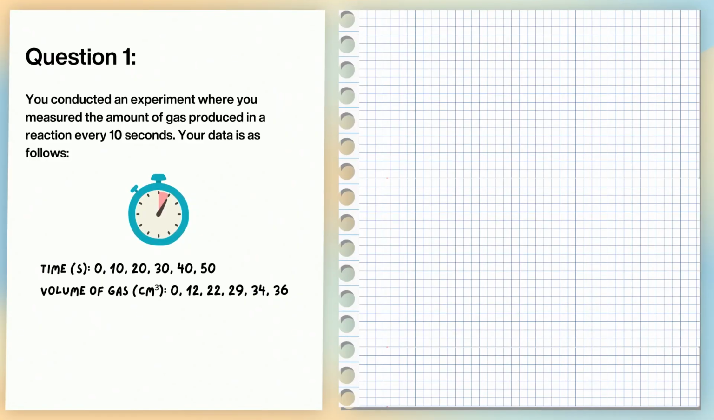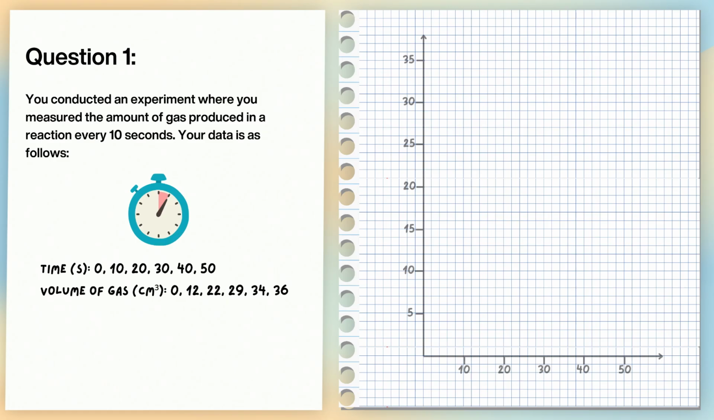Let's dive into some GCSE level questions to apply our understanding of plotting, interpreting, and using graphs showing the quantity of product formed or reactant used up against time in a chemical reaction. Question 1. You conducted an experiment where you measured the amount of gas produced in a reaction every 10 seconds. Your data is as follows. At 0 seconds, the volume of gas is 0, then subsequently 12, 22, 29, 34, 36 cm³ every following 10 seconds. Plot this data on a graph.